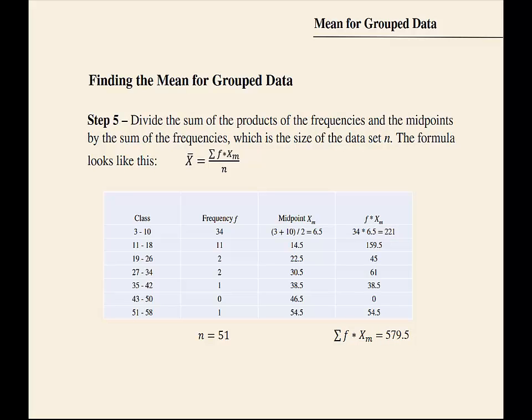Step 5. Divide the sum of the products of the frequencies and the midpoints by the sum of the frequencies, which is the size of the data set n. The formula looks like this.